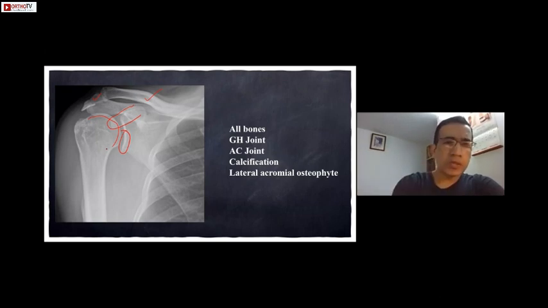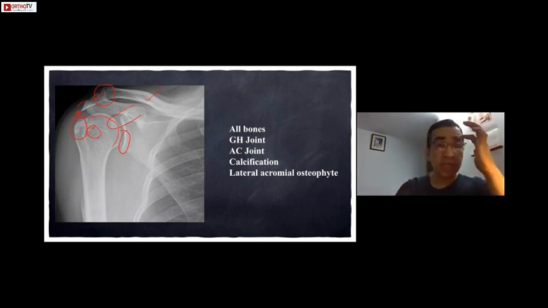Now, this view also helps you figure out what's happening to the AC joint and the acromion. If there's a lateral osteophyte, it can be very nicely seen here. All these things are extremely difficult to interpret on an MRI. Even experienced radiologists sometimes miss it out. You can look at the arthritis, you can look at the tuberosity, and the smallest of avulsions can be picked up with this. If there's a cyst in the head of the humerus, no other investigation can show you a cyst as beautifully as a simple X-ray.